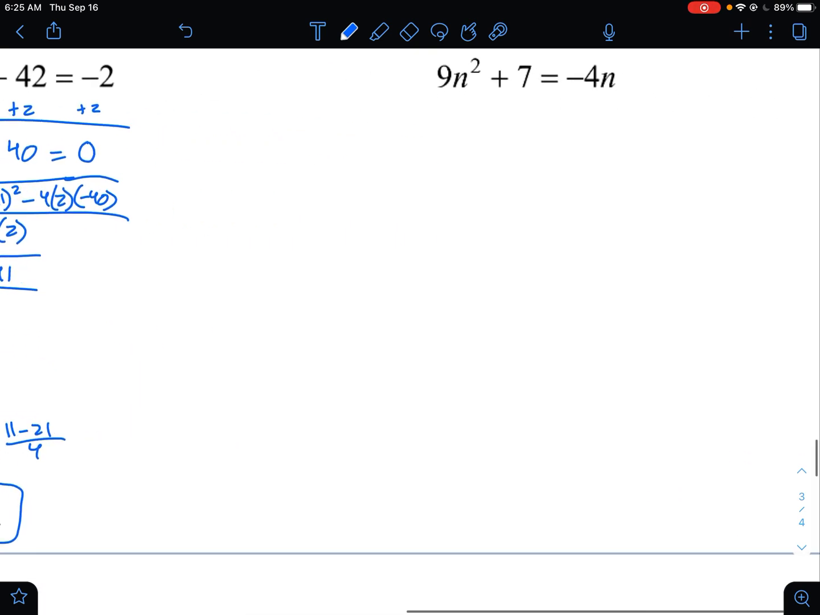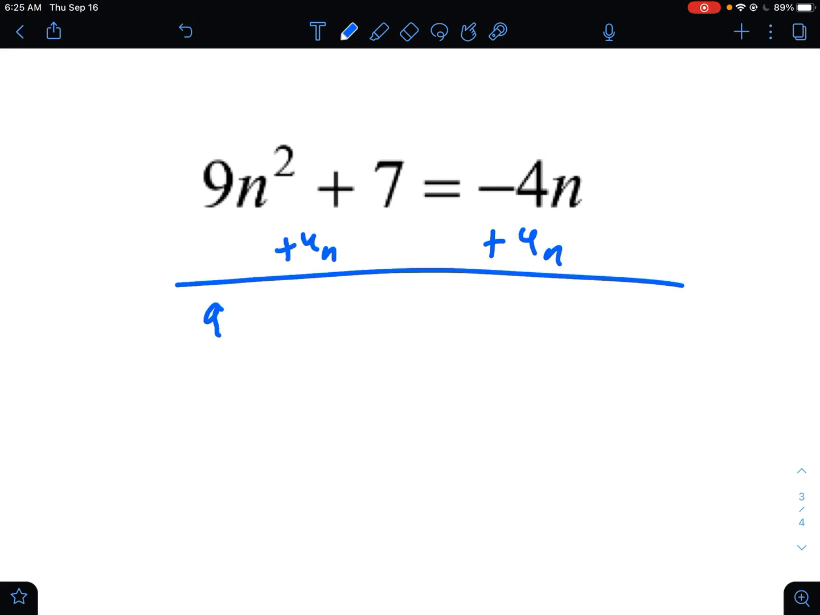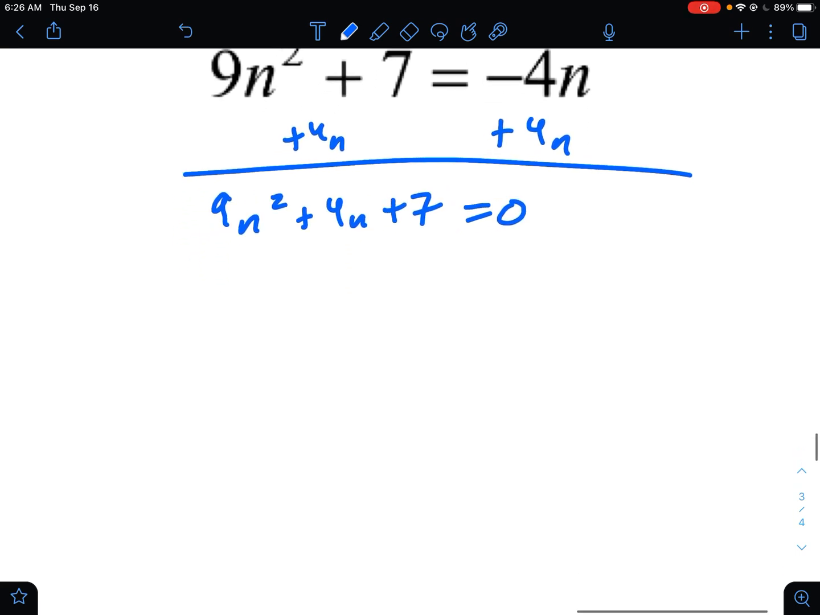Well, there you go. Let's jump to our third example here. In case you forgot last time, this time remember, it needs to equal 0, not something else. So go ahead and move that over and then finish solving. All right, let's go ahead and check and see how things went. Make sure you add the 4n over. We'll start figuring out what n is.